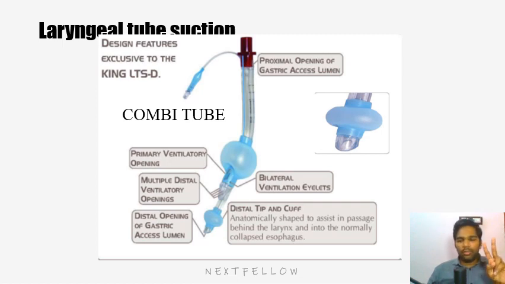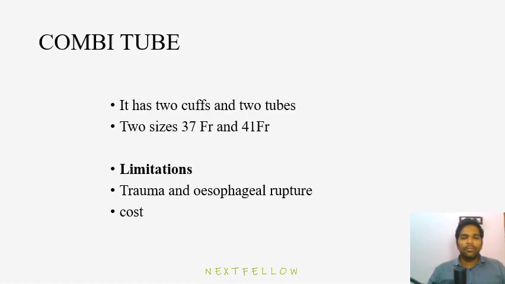Combi tube: it has two tubes and it has two cuffs. It has two ventilation ports. Everything is two, that is why it is called combi tube. Simply remember it like this. It is not given like this in the book, I am just saying it for you to remember. Now combi tube has two cuffs, two tubes. The size is 37 French and 41 French. So 37 French for females, 41 French for males.